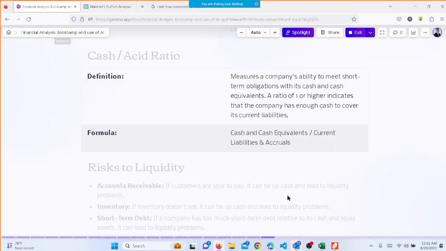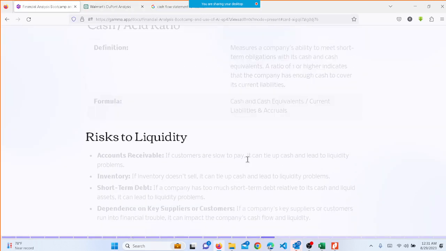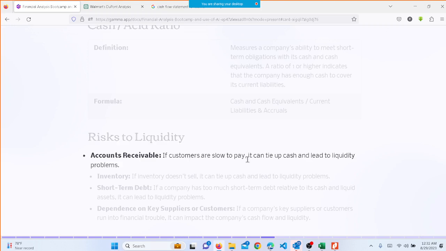You can calculate it. Okay, so when we are looking at liquidity risks, there are always a few risks that we have to keep in mind. The account receivable, because we are calculating the current ratio including the account receivable. Account receivable may be slow to pay. It may not even be possible to collect the money.